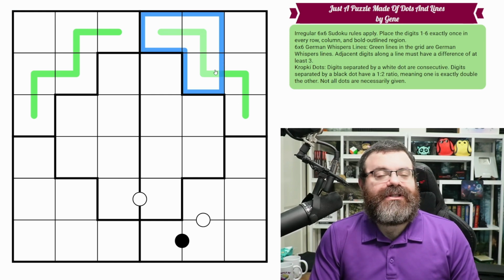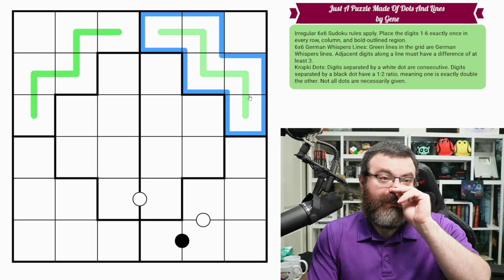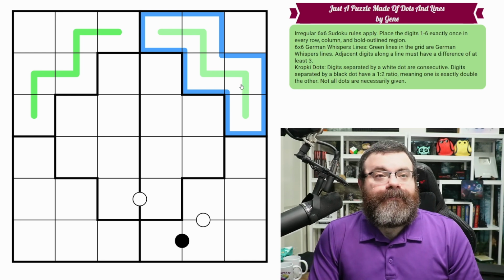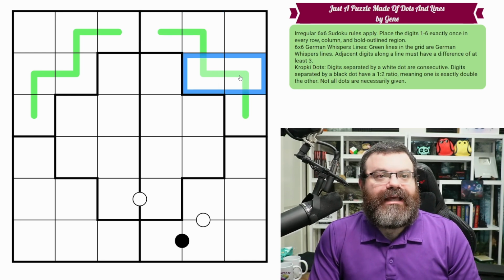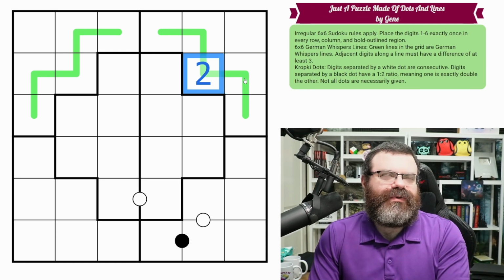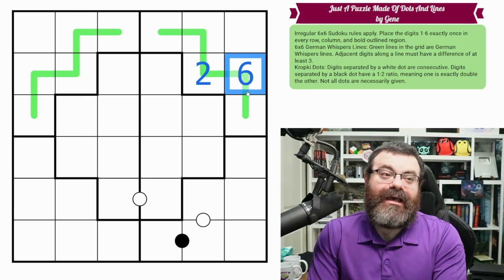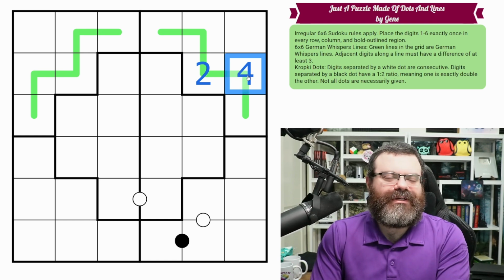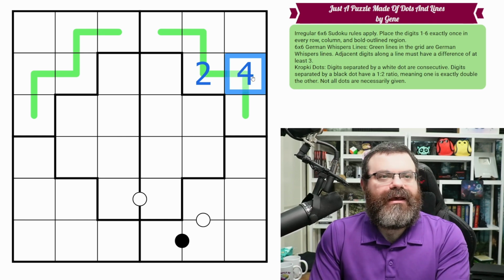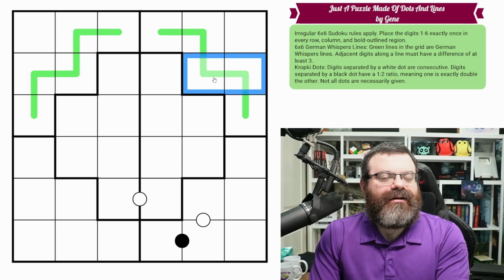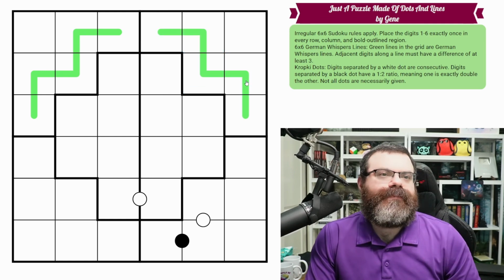All right, we also have these green lines in the grid. These are whisper lines, German whisper lines. Adjacent digits on the line have to have a difference of at least 3. So if this was, say, a 2, this needs to be at least 3 different from 2. So it could be a 5, but it could also be a 6. But it can't be a 4, because 4 minus 2 is 2. That's not at least 3. And that's true of every pair of adjacent digits on the line.